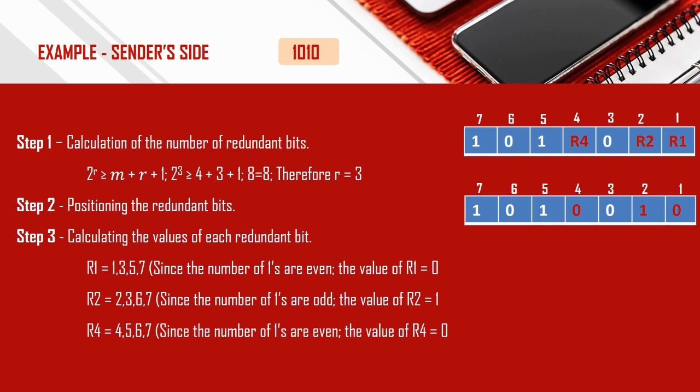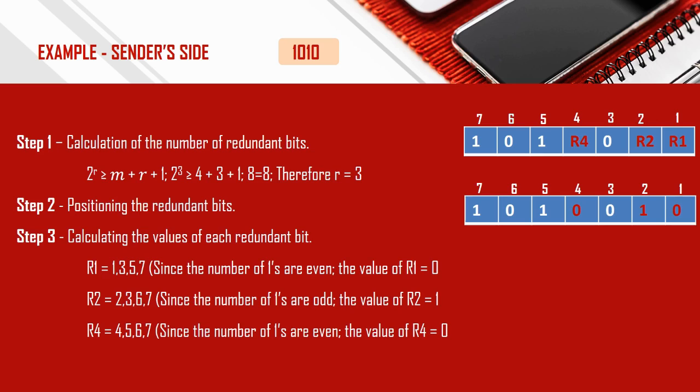Therefore we have to add one more 1 to make it even, since we are checking for even parity. Generally we use even parity in Hamming code, but we can use odd parity as well. So the value of r2 will be 1. And when we check the r4 value, we have to use the positions 4, 5, 6 and 7. Since the number of ones are even at these positions, the value of r4 will be 0.